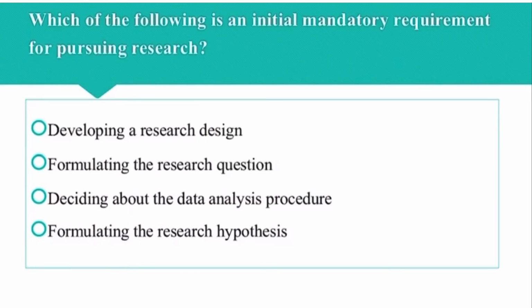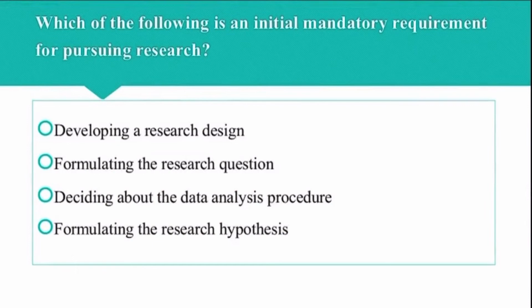Next question. Which of the following is an initial mandatory requirement for pursuing research? So this is about steps of research. Option A. Developing a research design. Option B. Formulating the research question. C. Deciding about the data analysis procedure. D. Formulating research hypothesis. Forming research hypothesis or deciding on a research design, deciding about data analysis procedure, all that comes after formulating the research question. So option number 2, formulating the research question, is the right answer.